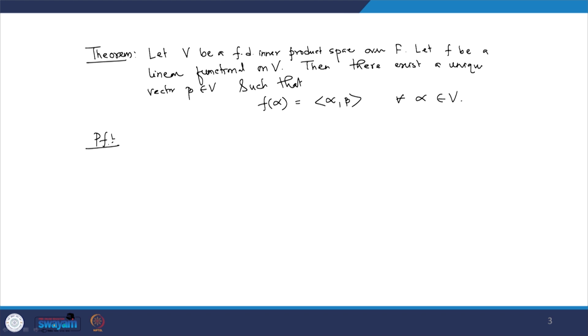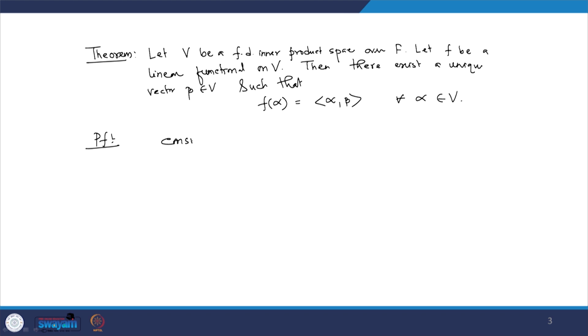So, I will prove that over a finite dimensional inner product space, any linear functional is basically the inner product with some fixed vector in the vector space. I have to first find out what the element beta is when a linear functional f is given to us.